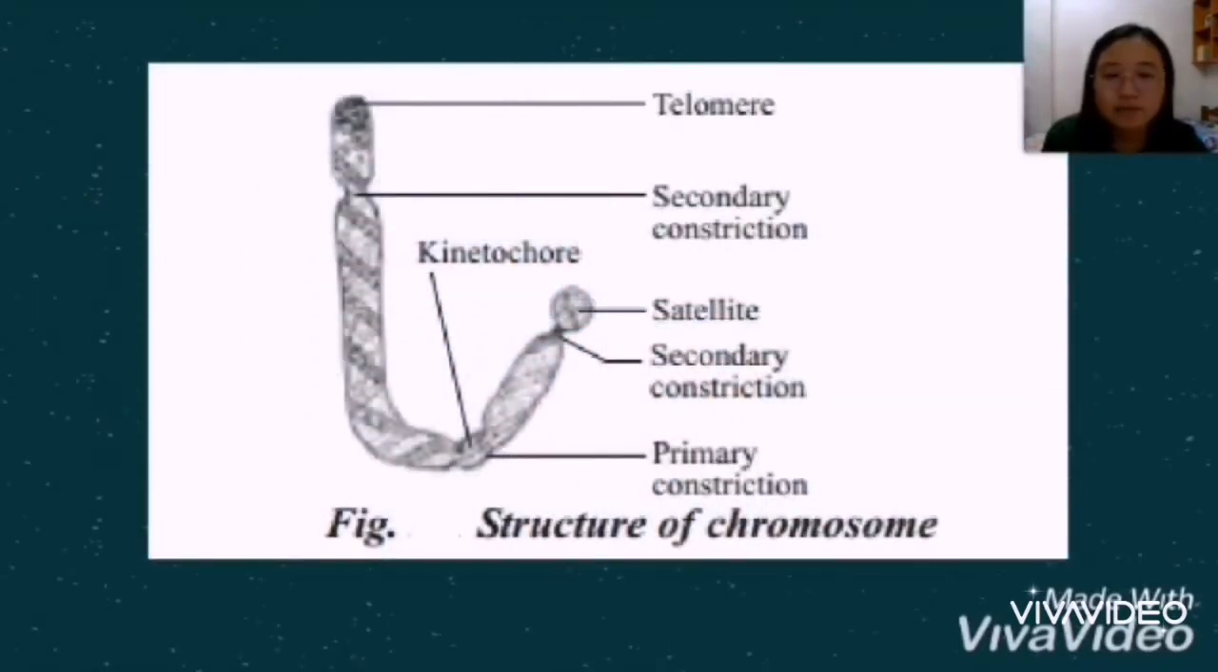Next, the constricted or narrow region found at any point of the chromosome other than that of the centromere or primary constriction is known as secondary constriction. The chromosomal region between the secondary constriction and the nearest telomere is called satellite, and chromosomes that possess this region are called satellite chromosomes or SAT chromosomes.